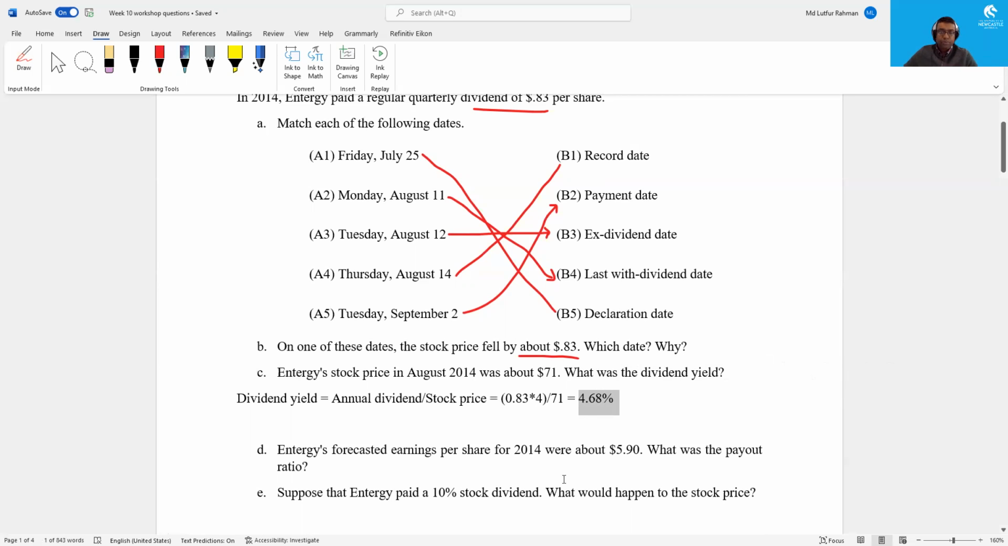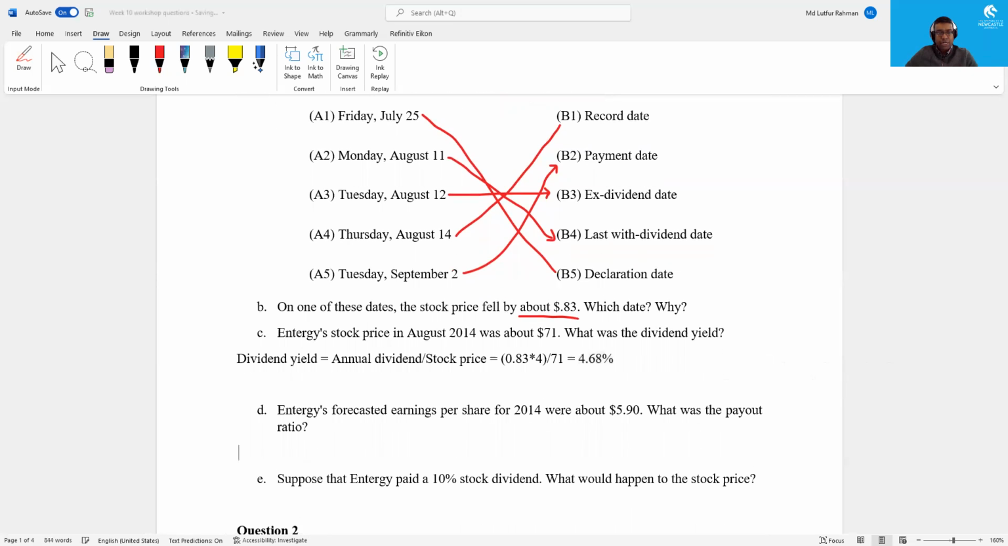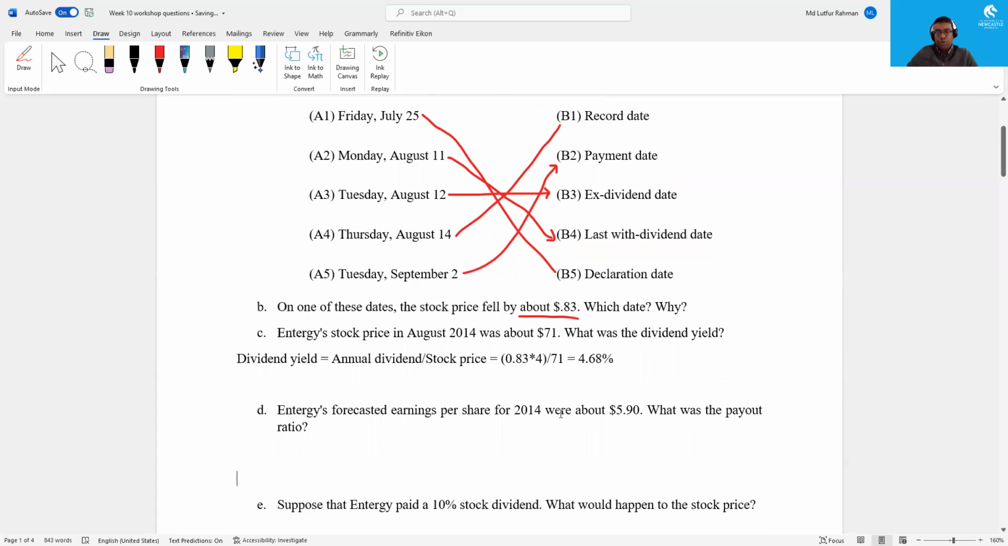The next one is, Entourage's forecasted earnings per share were about 5.9. What was the payout ratio? So what is payout ratio? Payout ratio is the proportion of earnings paid out as dividend. So payout ratio is annual dividend divided by annual earnings.